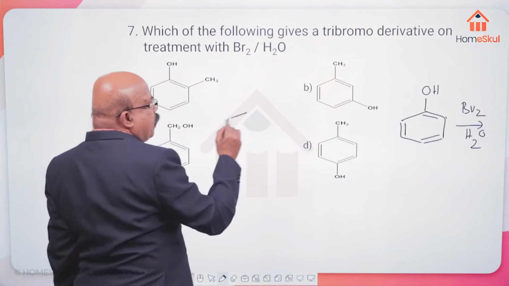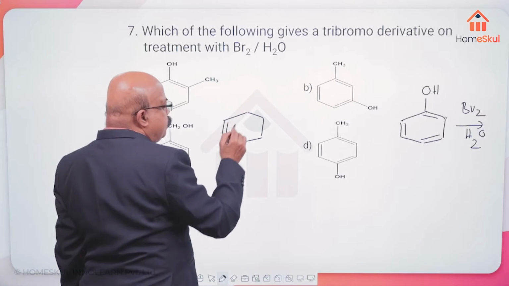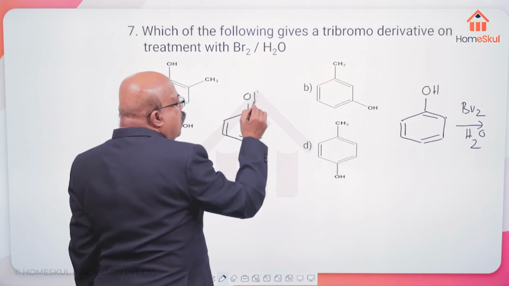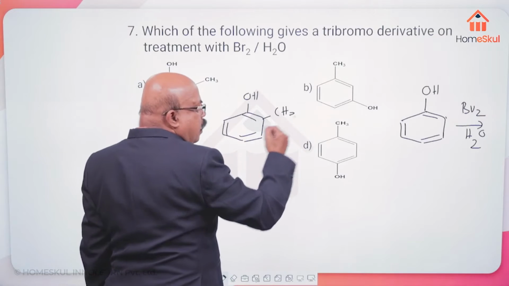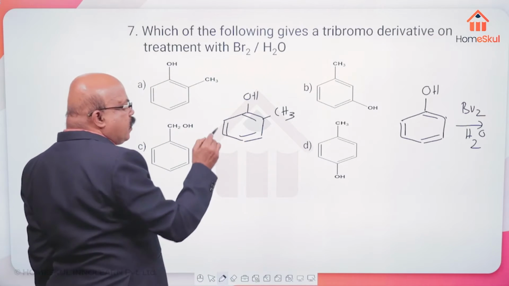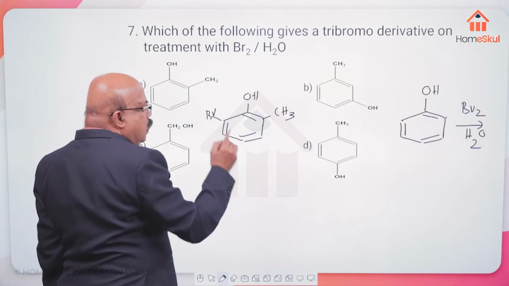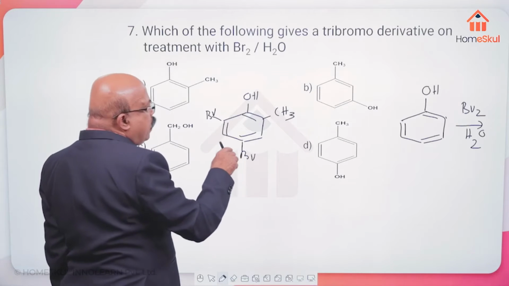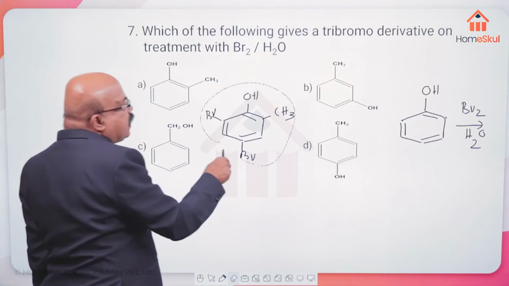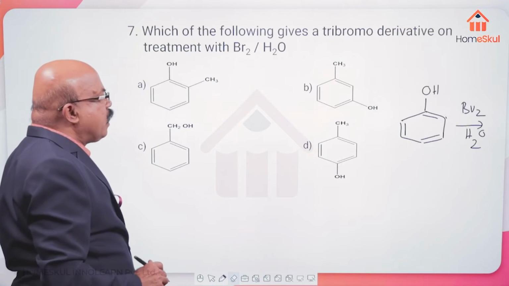So here, phenol has one methyl group. So this reaction with bromine water gives a dibromo derivative only. Here you have to find out the one that can give a tribromo derivative.